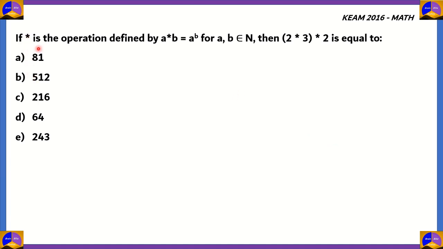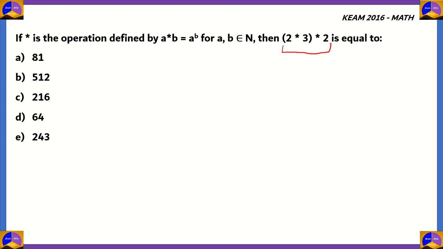If star is the operation defined as a star b equals a to the power b, for a and b belonging to N, then (2 star 3), placed inside a bracket, and then the bracket star 2 is equal to. So we need to find out the correct value for this particular operation.